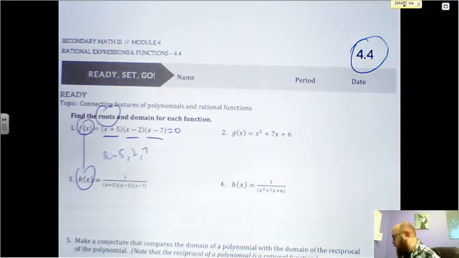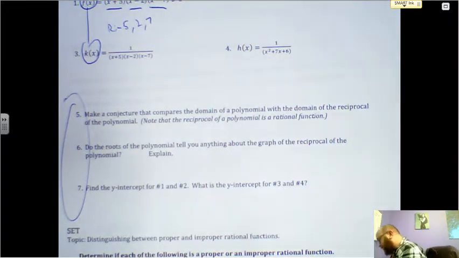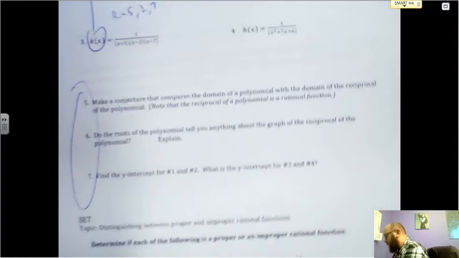So pretty much the next few questions, 5, 6, and 7, are going to ask you to think about that relationship between the roots of a function and the domain of its inverse. Why are those numbers the same thing? What ends up going on there? All right. Let's go on to the next part, the set piece.